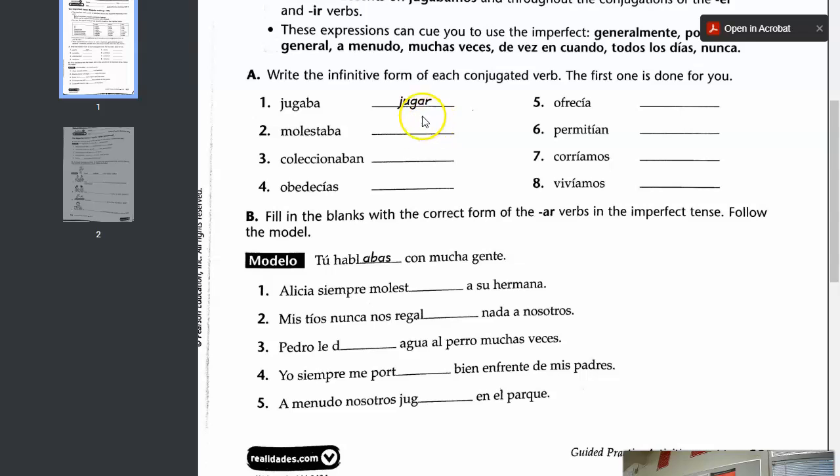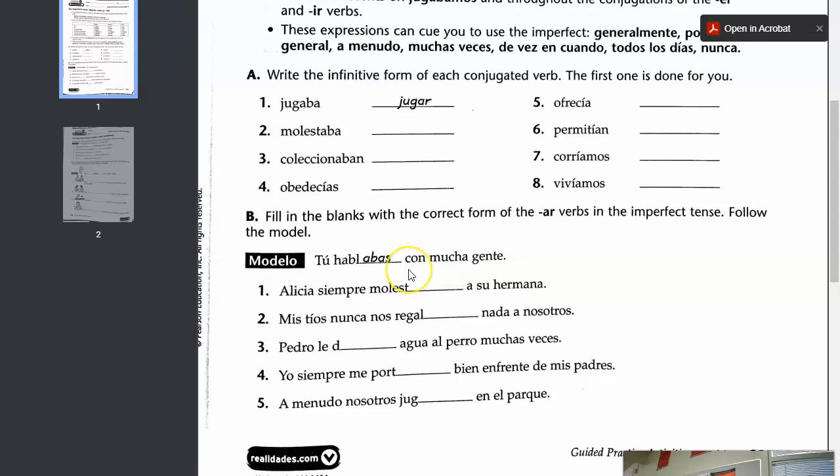That's part A. Part B, you're doing the opposite, right? You are providing the correct ending of just AR verbs according to your subject. Pretty straightforward. Choose the ending that matches the subject. For example, tú hablabas con mucha gente. You used to talk with a lot of people.